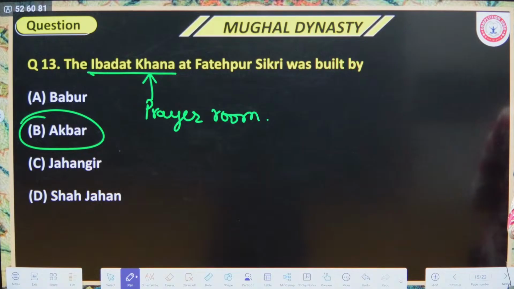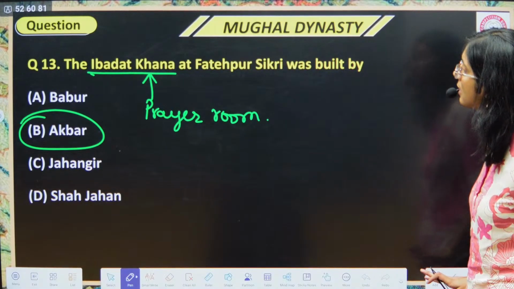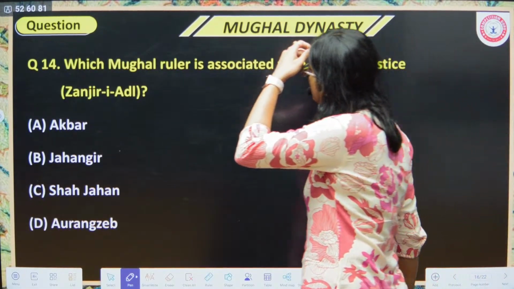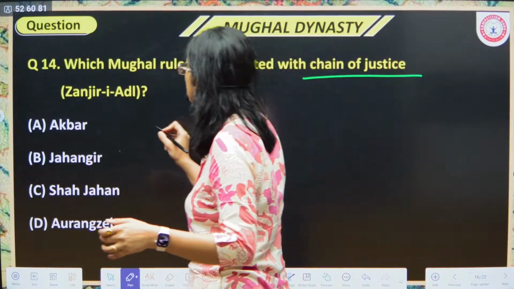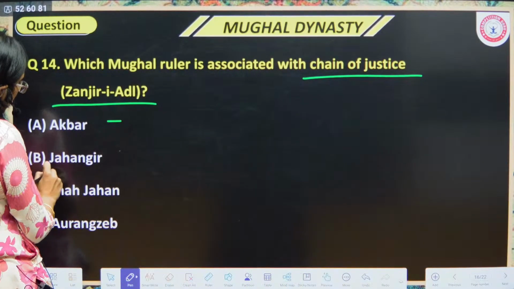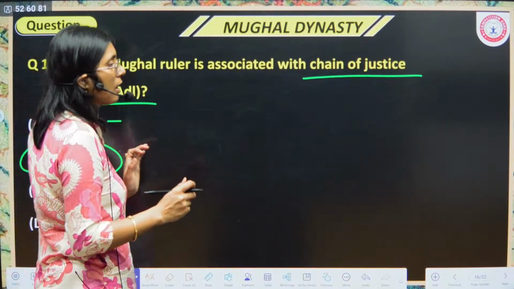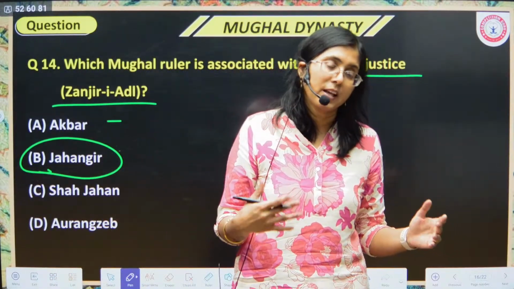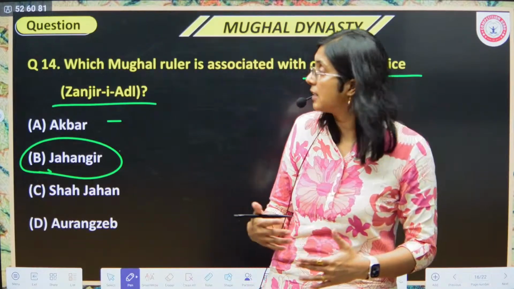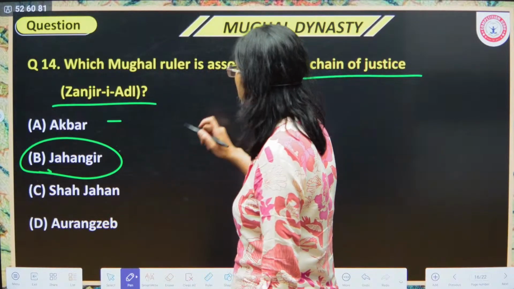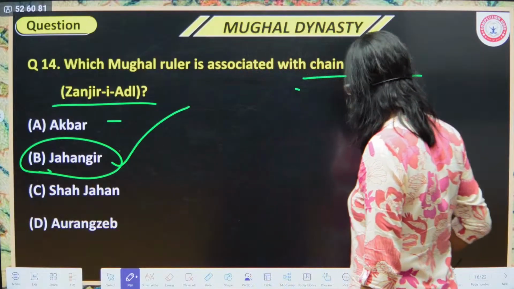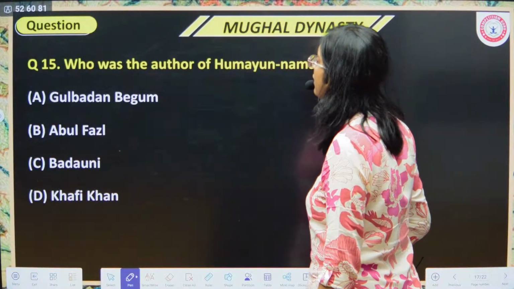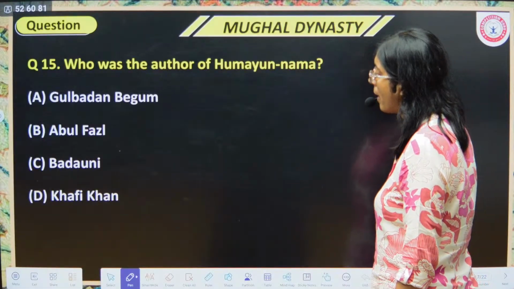Right. So our next question is, which Mughal ruler is associated with the chain of justice? What is the chain of justice? It was like a fast track court. सीधे राजा के पास जब अर्जी जाती है, that is called chain of justice. So it was introduced by Jahangir.